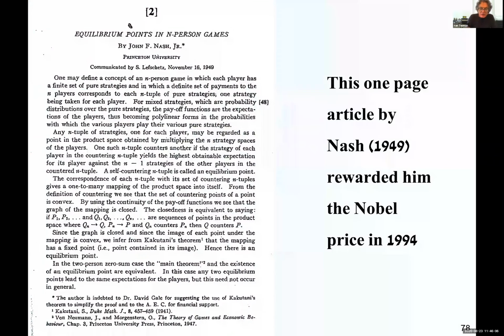And by the way, even though he wrote this article in 49, it was published in 1950. Look, it's just one page, and for that he got the Nobel Prize. He actually split it with two others. One of them was John Harsanyi from Berkeley, and the other was Reinhard Selten from Bonn. They got it in 1994, the three of them, for strategic equilibrium. But the main one that started everything was John Nash.